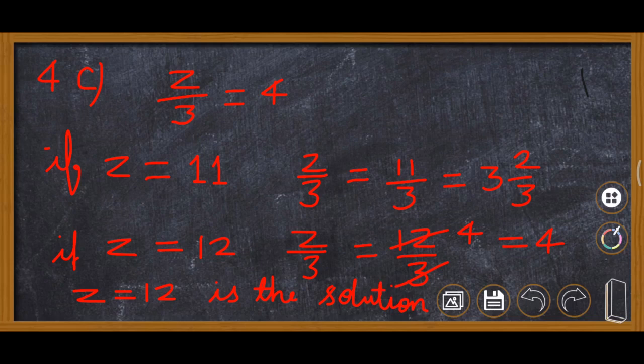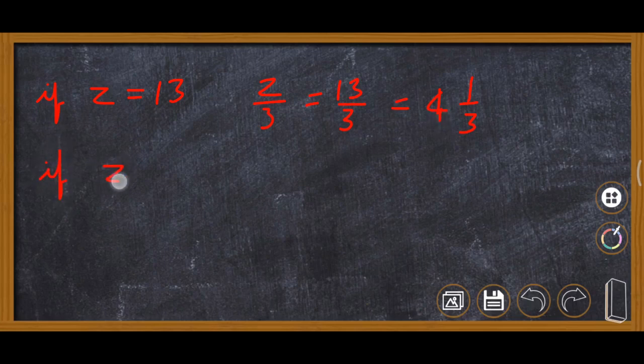Now we will put z is equal to 13. Then z upon 3 is equal to 13 upon 3, which is equal to 4 whole 1 upon 3. Now if z is equal to 14, then z upon 3 is equal to 14 upon 3. Then we can say 4 whole 2 upon 3.